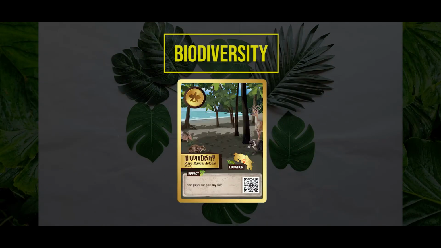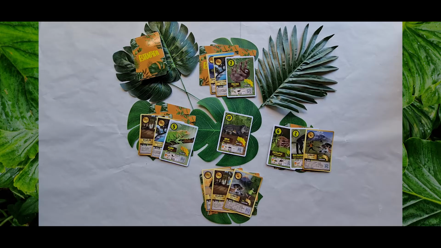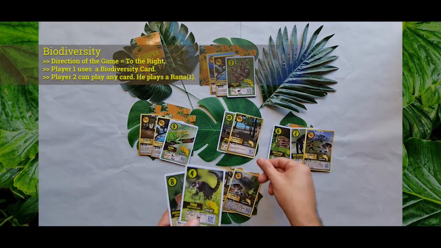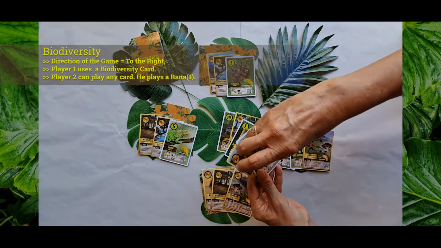The Biodiversity card is the easiest to explain. It reads like this: the next player can play any card. This means that any fauna card or condition card can be played the next turn. Easy, right?